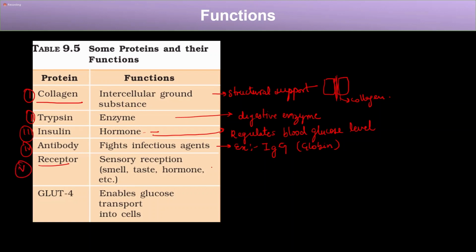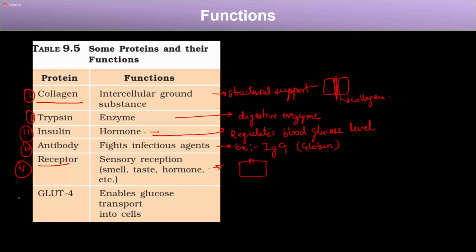What are receptors? Suppose this is a cell. On the cell membrane, certain protein molecules are present on which certain molecules bind, and that leads to a reaction inside the cell. That we'll see later. But for now, just remember that these are molecules present on the cell membrane or nuclear membrane, and in some cases they are also present in the cytoplasm.